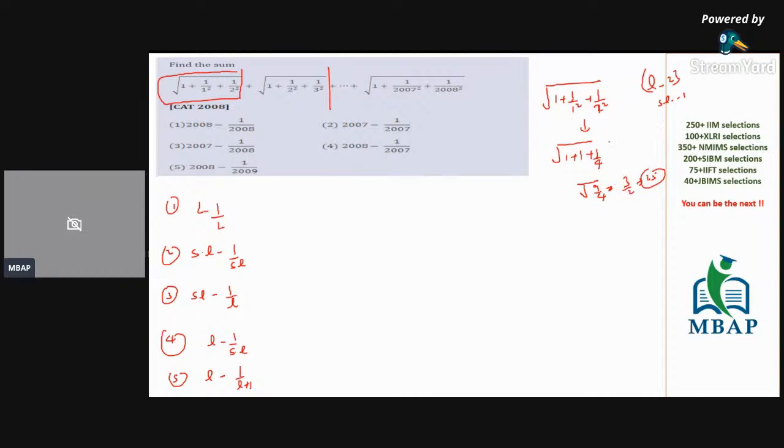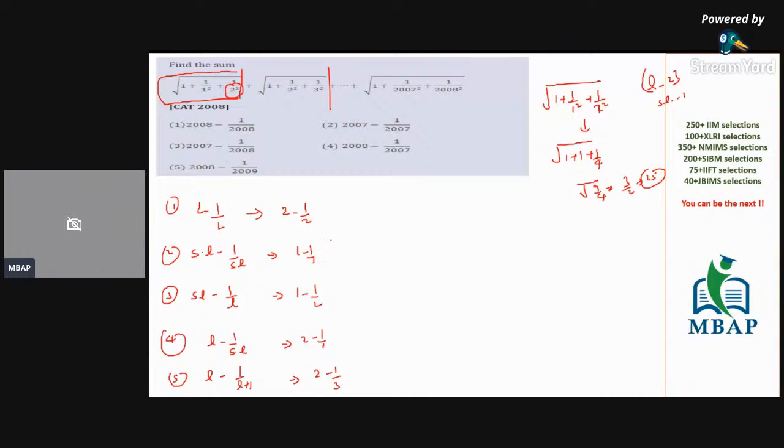Now, the only thing you have to establish is, among the options 1, 2, 3, 4, 5, put the last number as the number you have chosen, which is 2, and see how the values behave. The first value will become 2 minus 1 by 2. The second value will become 1 minus 1 by 1. The third value will become 1 minus 1 by 2. The fourth value will become 2 minus 1 by 1. And the fifth value will become 2 minus 1 by 3.